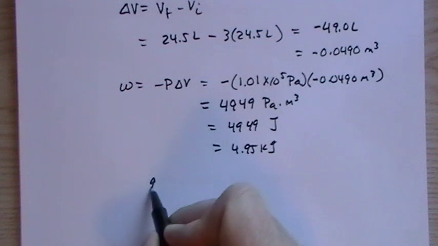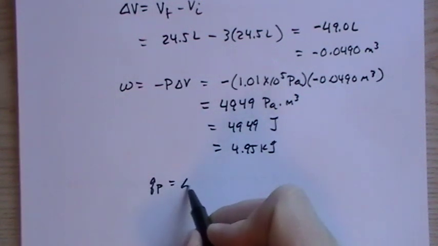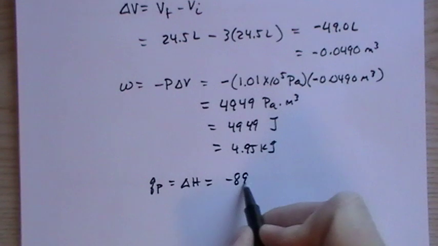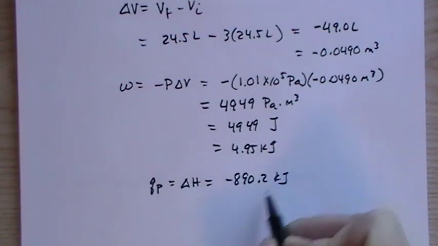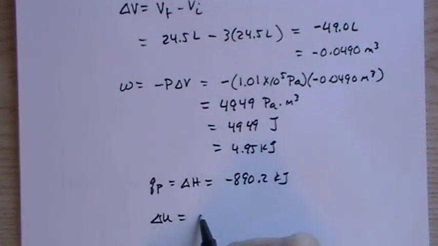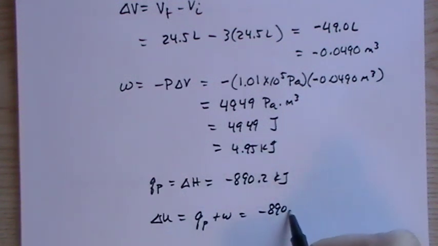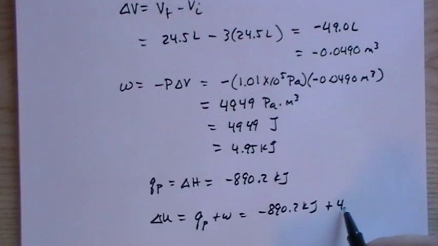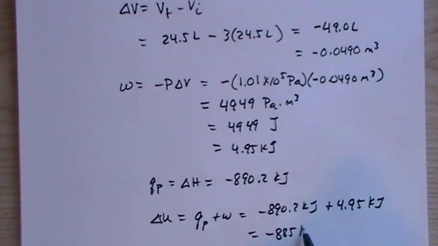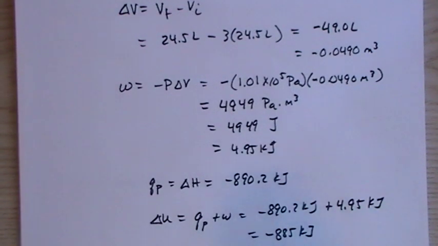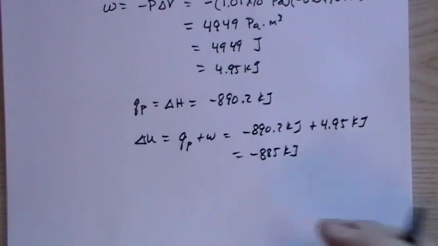Our heat is delta H, and they gave us delta H, minus 890.2 kilojoules. So delta U is going to be Q plus W, going to be negative 890.2 kilojoules, and then we have plus 4.95 kilojoules. And so this comes up to negative 885 kilojoules. And that is the answer.